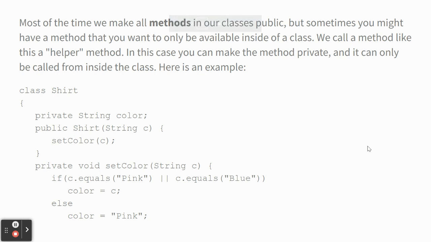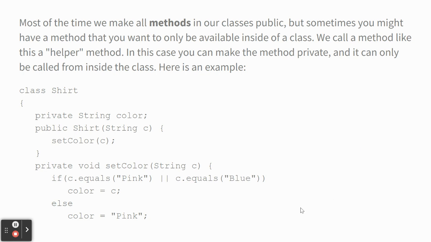So we're almost done. Most of the time, there's just one more thing. Most of the time, we make all of our methods public, but sometimes you might have a method you only want to use inside of a class. A class can use its own methods inside. And so I'm giving you an example of that right here.